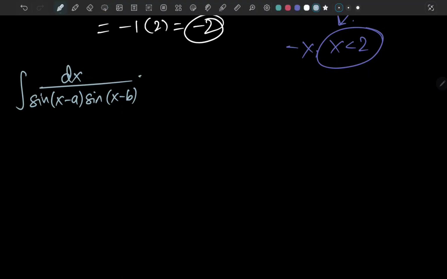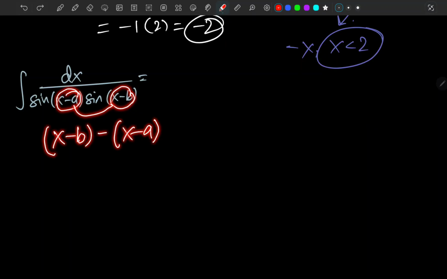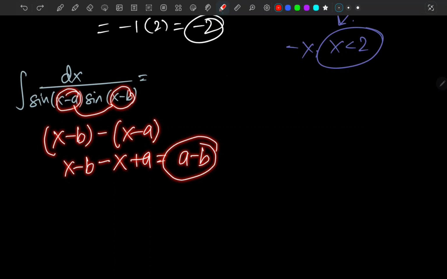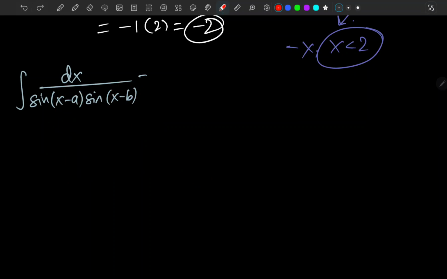Well, anyways, let's do this. At first, it looks very difficult, but you just have to do a simple thing. Let's talk about the arguments of both the sine functions, that is x minus b and x minus a. If I subtract x minus a from x minus b, so x minus b minus x plus a, this becomes a minus b, right? And that's what we are going to use.